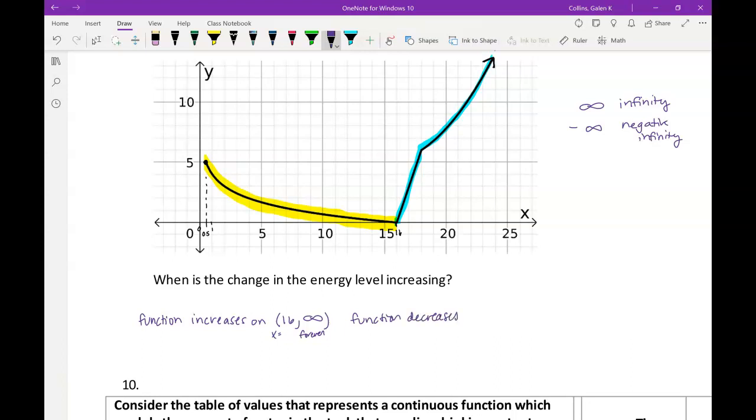Okay, and then the function decreases on the interval. Well, we said it starts at 0.5 and it decreases until x equals 16. And again, with interval notation, we want to always exclude those values because at x equals 16, that's where the function is changing from being decreasing to increasing. So I don't want to include that in either interval, since at 16, in that instant, the function is neither increasing nor decreasing.